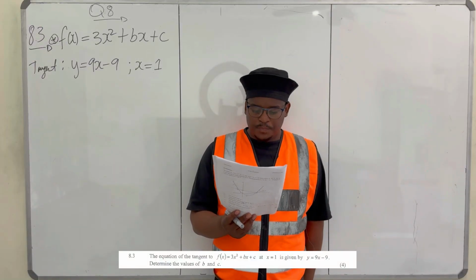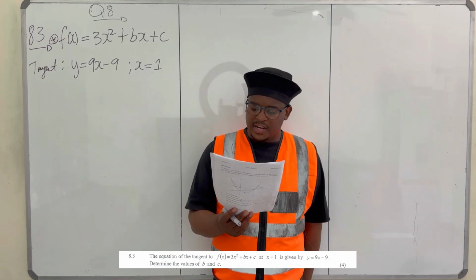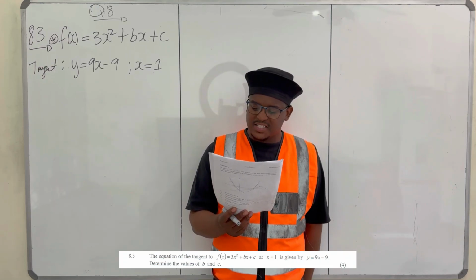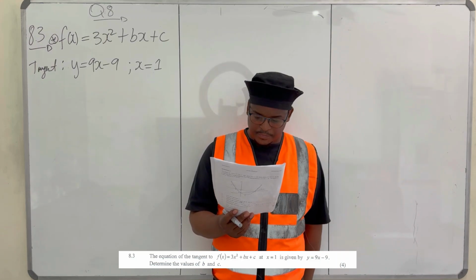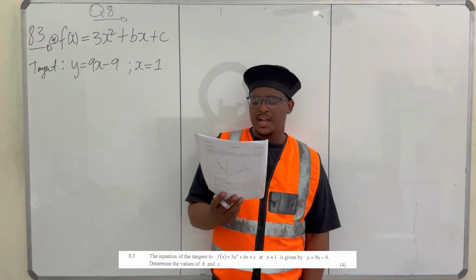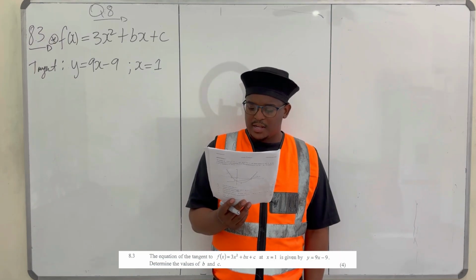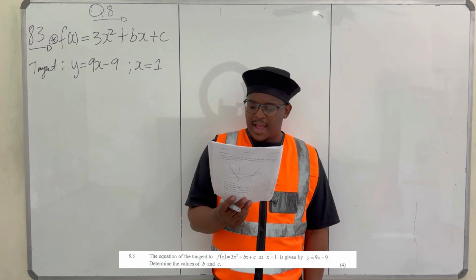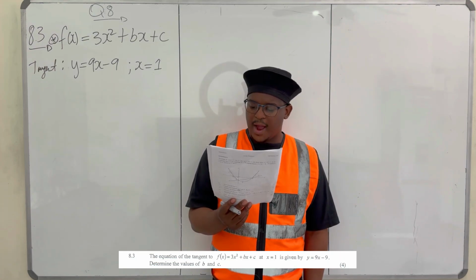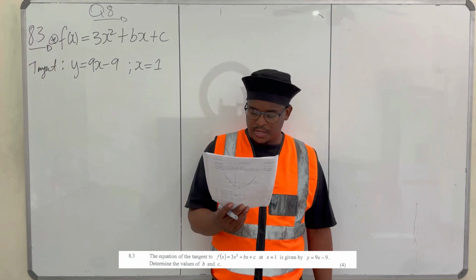Okay, so the equation of a tangent to a function f is given by y is equal to 9x minus 9. Determine the values of a and b. Okay, let me read this thing again. The equation of a tangent to f of x given by 3x squared plus bx plus c at x equal to 1 is given by y is equal to 9x minus 9. Determine the values of a and b.